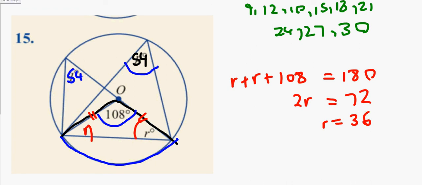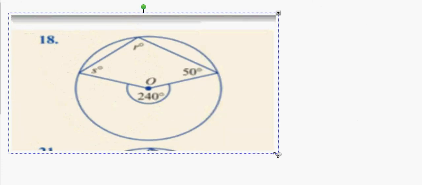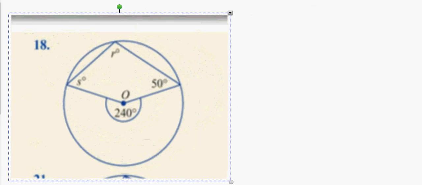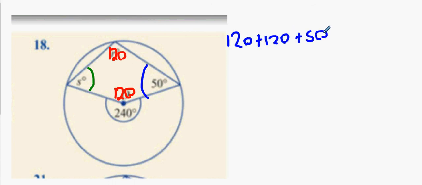Move on? Right. Now, I think we're going to be alright with this one as well. Alright? 360 take away 240? 120. Half of 240? Okay. 4 angles in a 4-sided object have to add up to what? So 120 plus 120 plus 50 plus S equals 360, and Isaac says S equals 70 degrees. Cool.